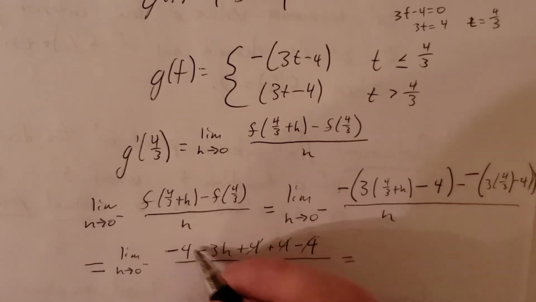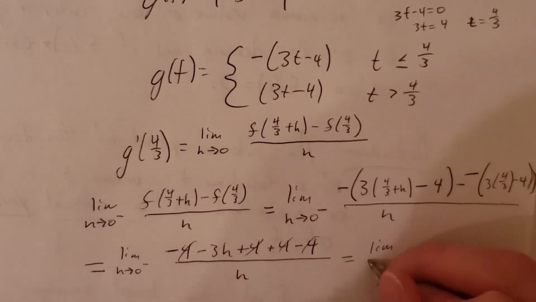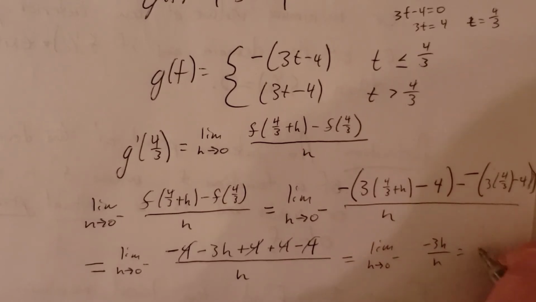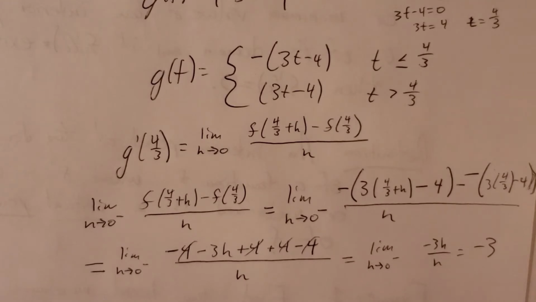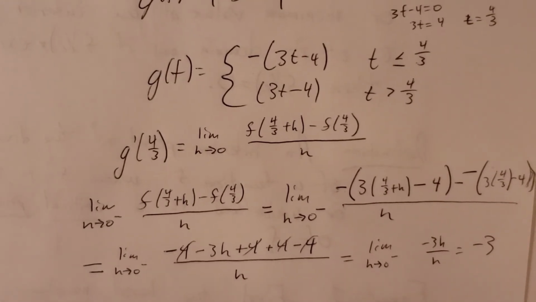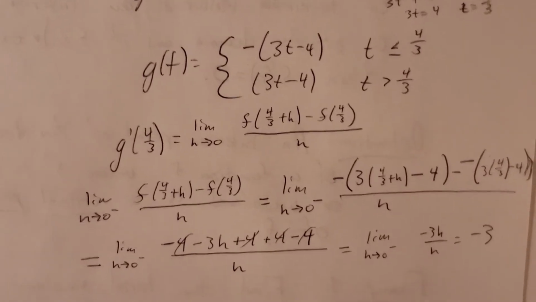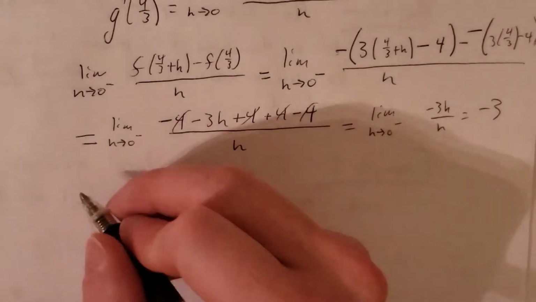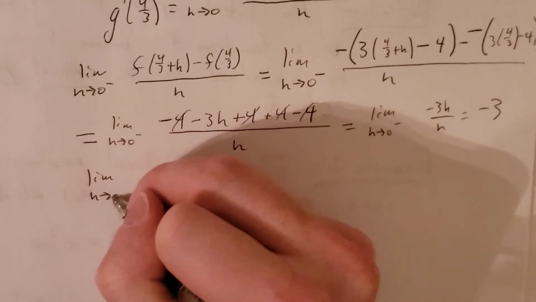Okay, these cancel, we end up with limit as h goes to 0 from the left of negative 3h over h, or in other words, negative 3. So our limit as h approaches 0 from the left is negative 3. And we need to do a similar calculation for the limit as h approaches 0 from the right.